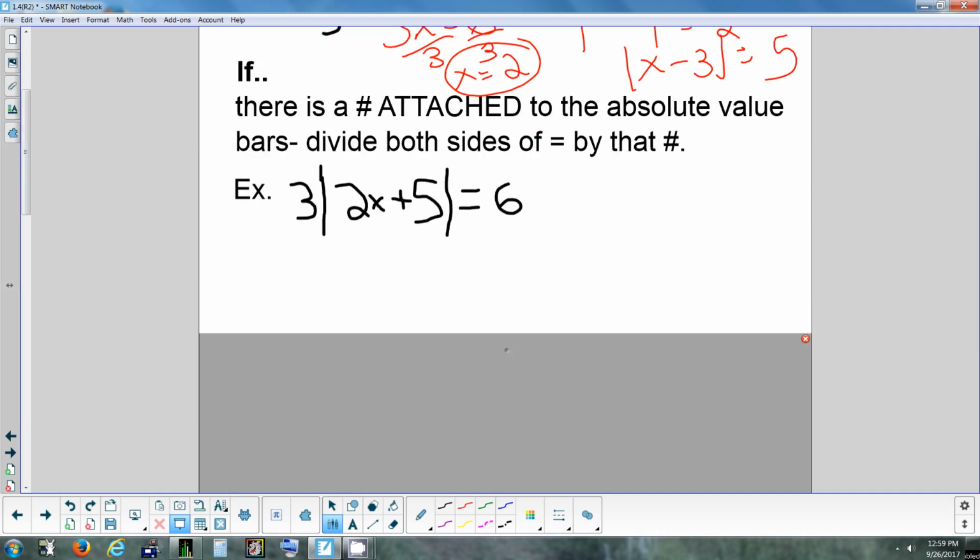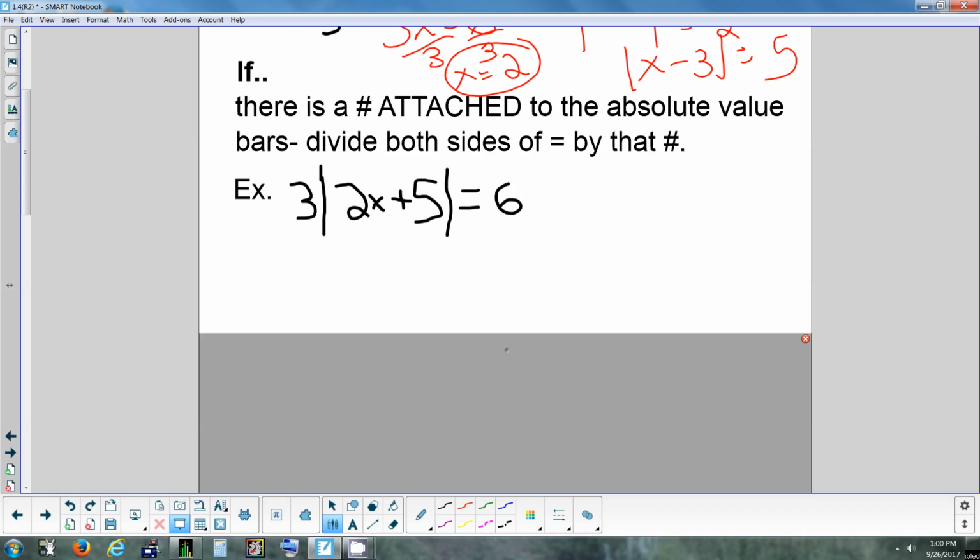Mackenzie, what's the number attached to the absolute value? So here's the absolute value right here. This is the bar, all right? What's attached to it? 5. What's to the left of it? Not what's inside of it, what's outside of it. 3, right? So what am I going to divide by? 3, right? That's the number attached to the absolute value.